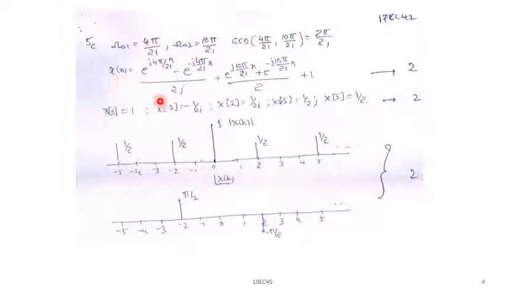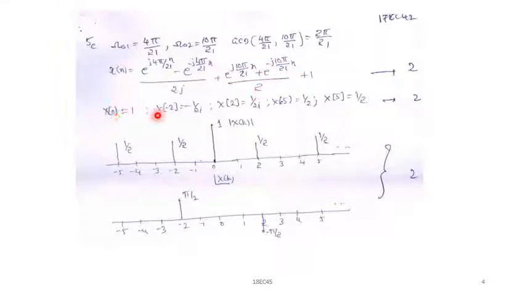So x of n is a sine 4 pi by 21, right? So you can write it as e to the power j theta minus e to the power minus j theta divided by 2j. And the other one is a cos 10 pi by 21. So you can write it as e to the power j theta plus e to the power minus j theta divided by 2. Now just compare the coefficients here.